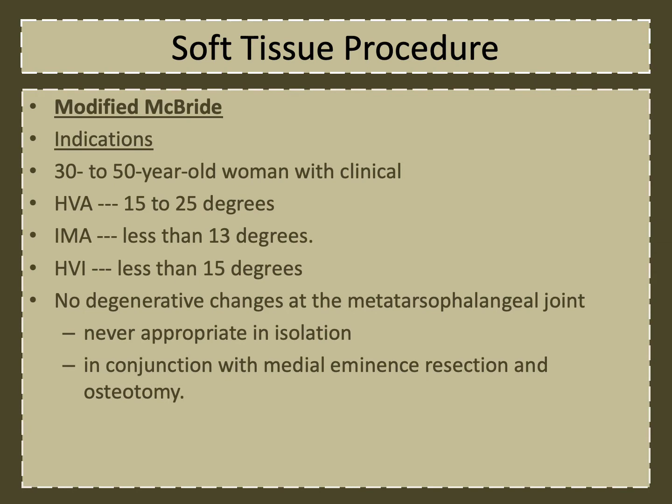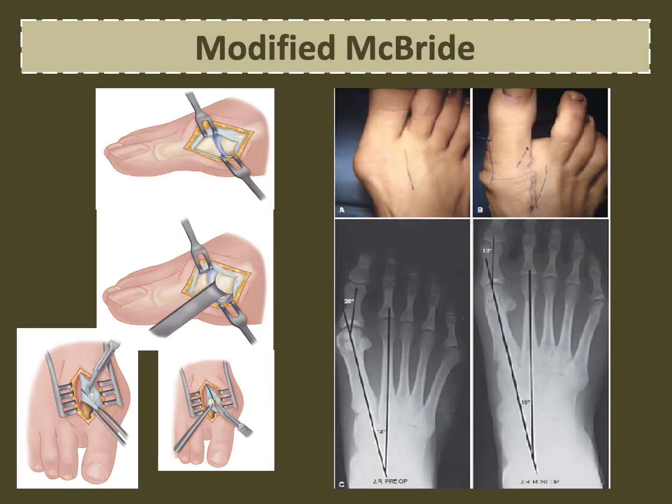Usually this is for very, very mild disease, with no degenerative changes. It's almost never done in isolation anymore. Usually we do it in combination with one of the other things, more typically the proximal osteotomies, to get that distal correction in addition. So here you can see how it's done, removing that medial eminence. You're going to plicate and bring down the medial structures, and lengthen the lateral structures to try and get it back.